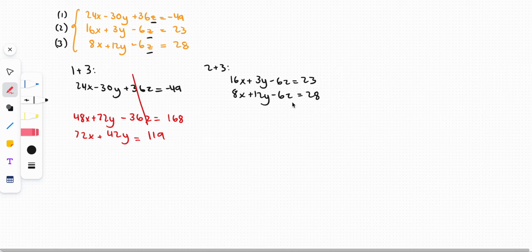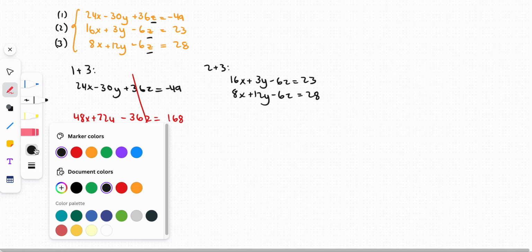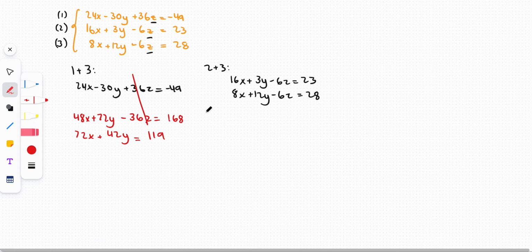Alright, so now that we've done that, obviously our least common multiple between these two is just going to be 6, so we just have to figure out how to do the negative 6 version. Let's just multiply the top by negative. Right, so then we get negative 16x minus 3y plus 6z equals negative 23. Vertically add up together. Then we're going to get negative 8x plus 9y equal a positive 5.